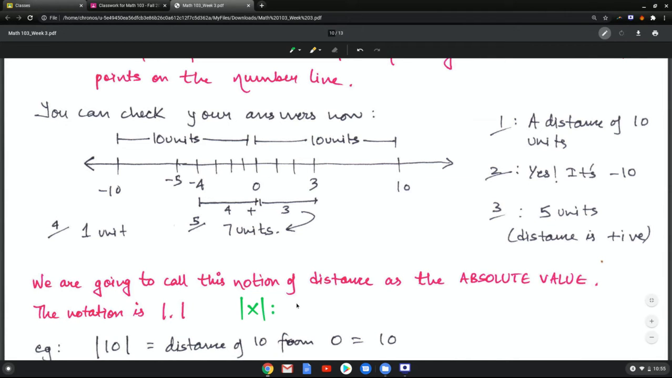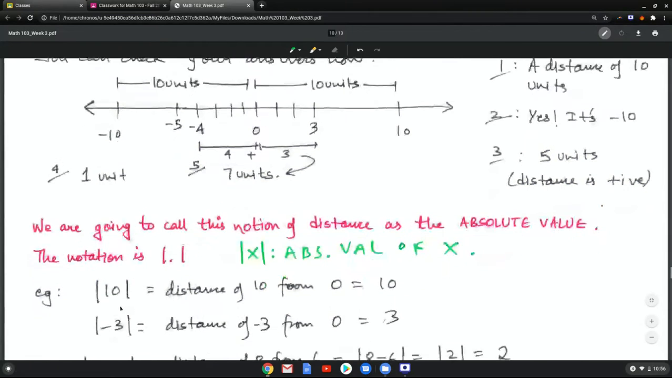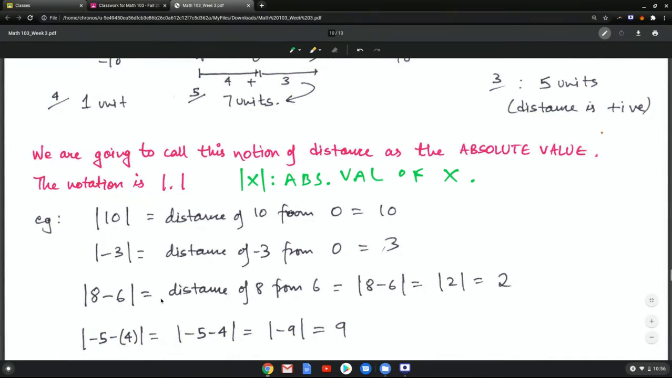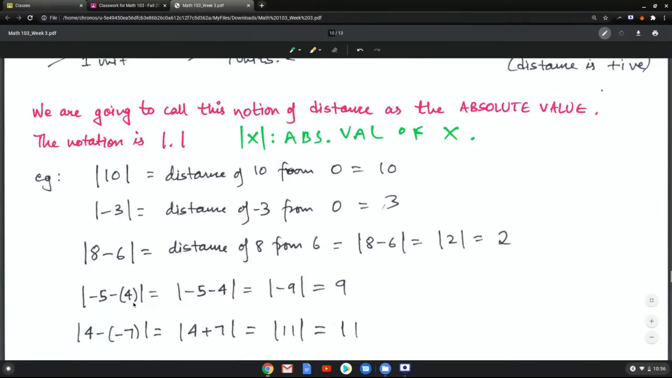This would read the absolute value of x. So absolute value of 10, another way to think about it is distance of 10 from 0 is 10. Distance of negative 3 from 0 is 3. Distance of 6 from 2 is 4. Now the distance of negative 5 from 4 is 9. Distance of 4 from negative 7 is 11.